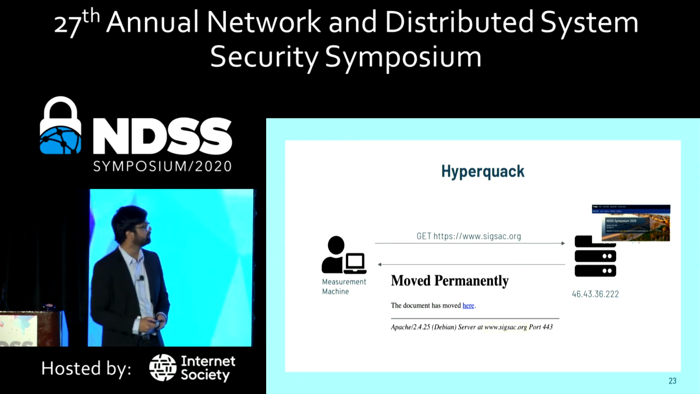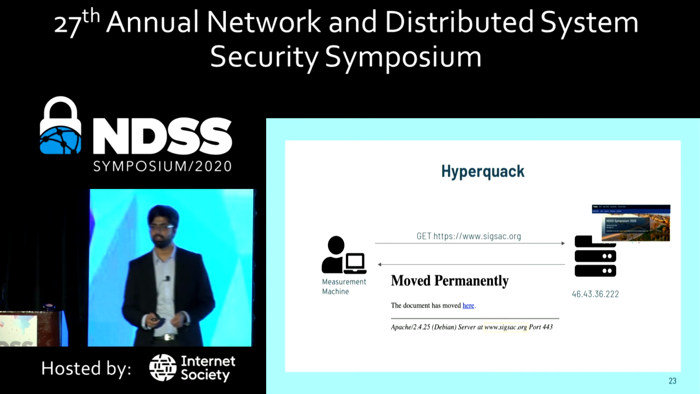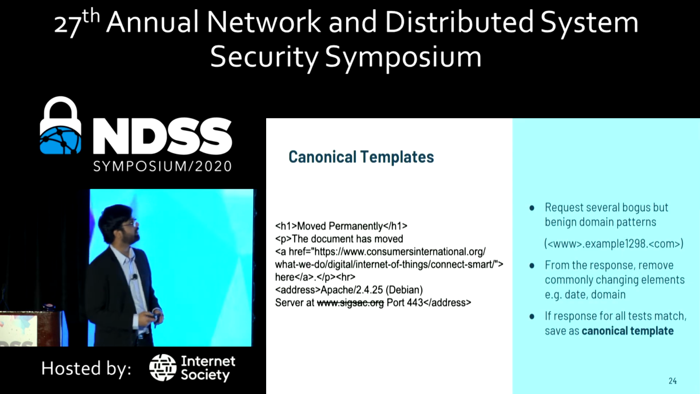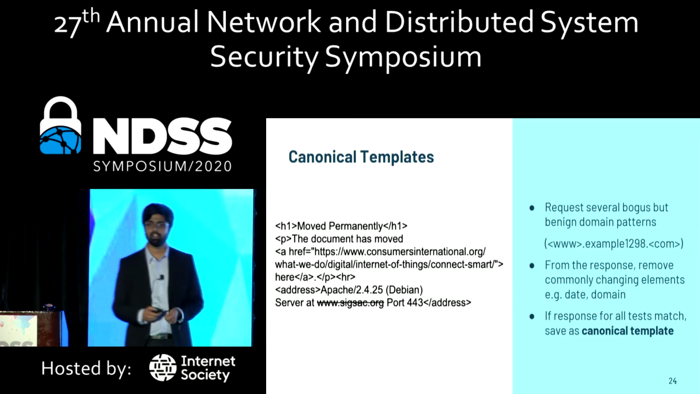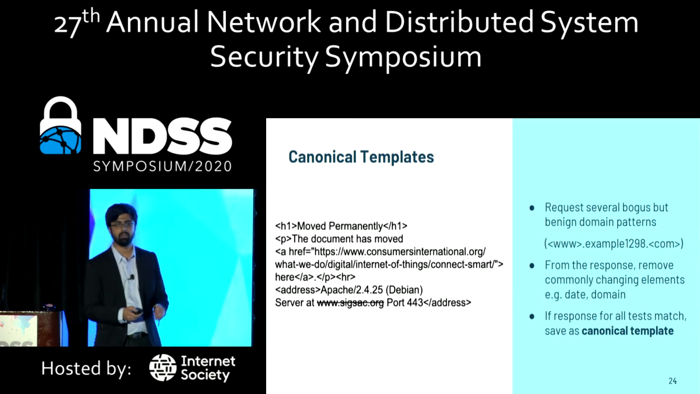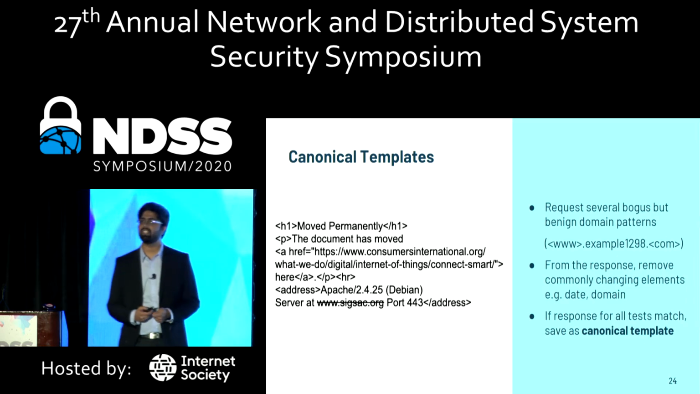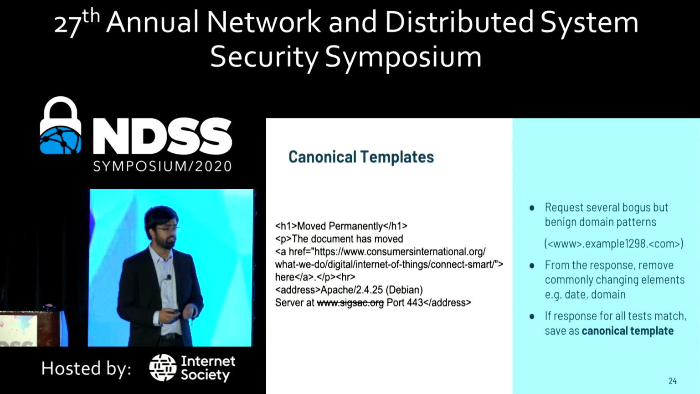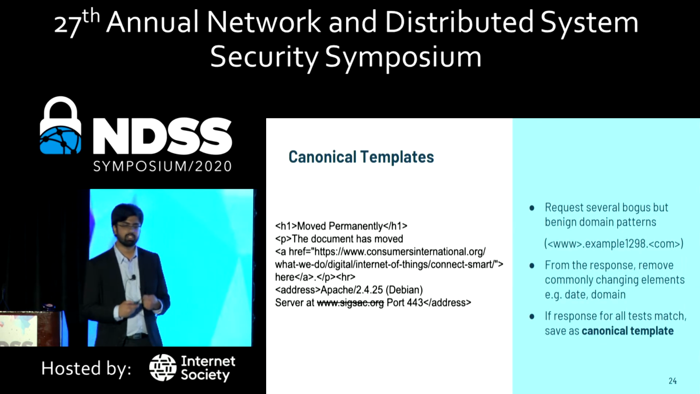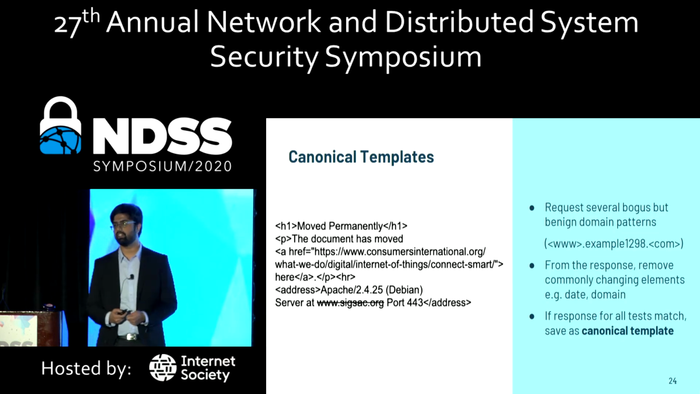The server error response actually contains the domain that we requested. To account for this and other technicalities, we request several bogus but benign domain patterns, such as using example.com and prepending www or mail. And then from the server response, we remove commonly changing elements, such as the domain requested and the date. Now, if all the responses from the server match for this trimmed down version, we save it as a canonical template of the expected server response.